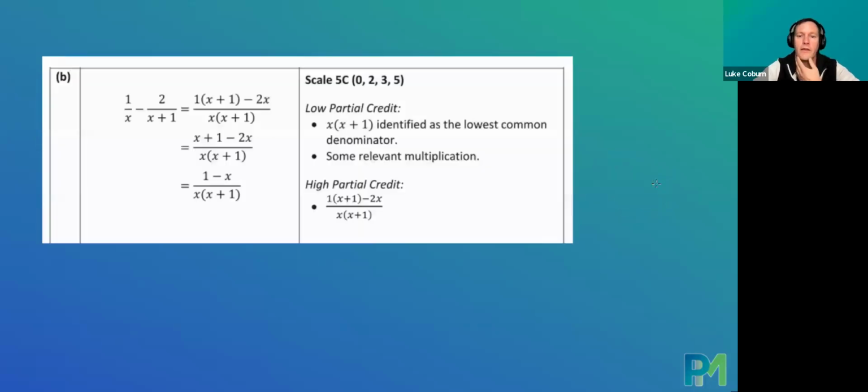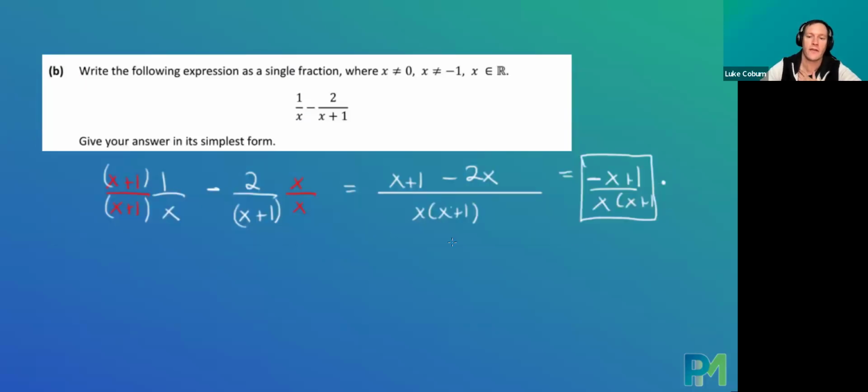So let's have a look at the marking scheme. This is 5 marks for this one. You get a low partial credit if you write down this thing here. So if you write, okay, well, I'd have to have the 2 denominators multiplied together, we just wrote down this, and that's all we wrote down. We're going to get x times x plus 1. We're going to get 2 marks out of 5, which is 40%.